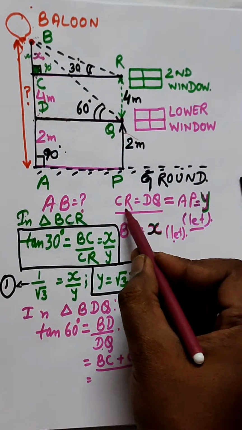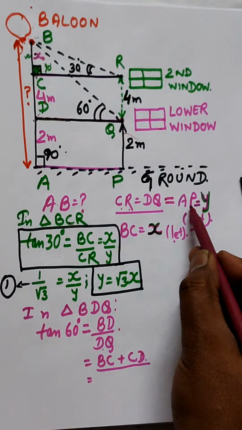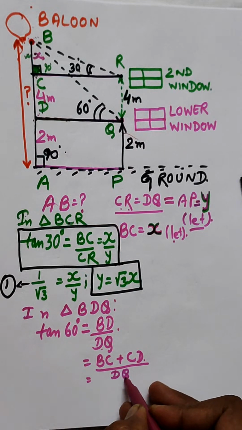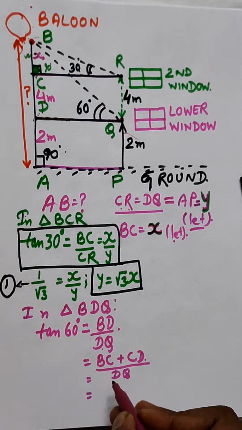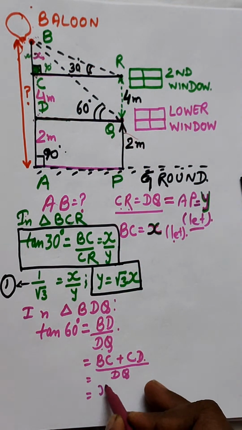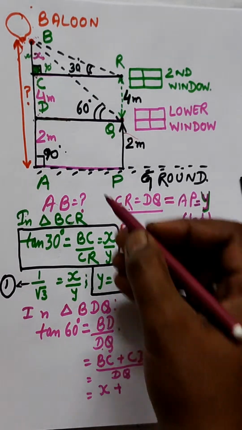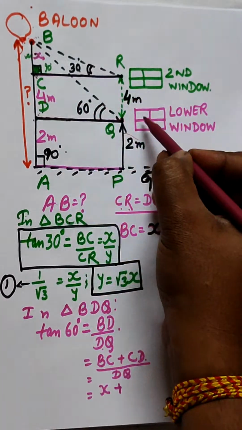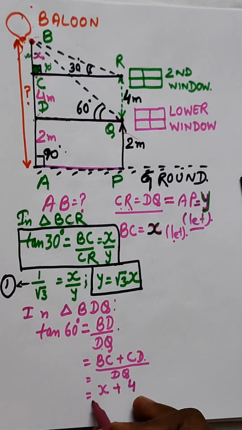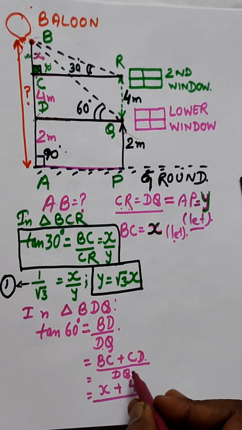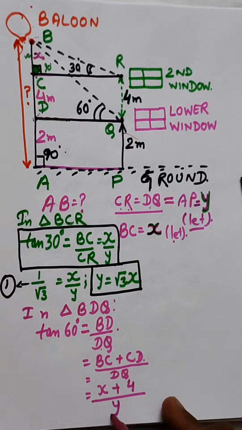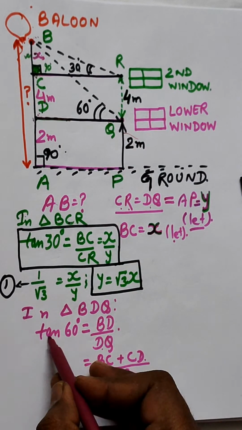And what is the value of DQ? You can see CR equals DQ equals AP equals y. So DQ is equal to y, and in the next line we will write the values: BC plus CD. So BC will be x plus CD. CD you know is 4 meters, the distance between the two windows. So x plus 4 divided by DQ, that means y, right? And this is equal to tan 60 degrees.